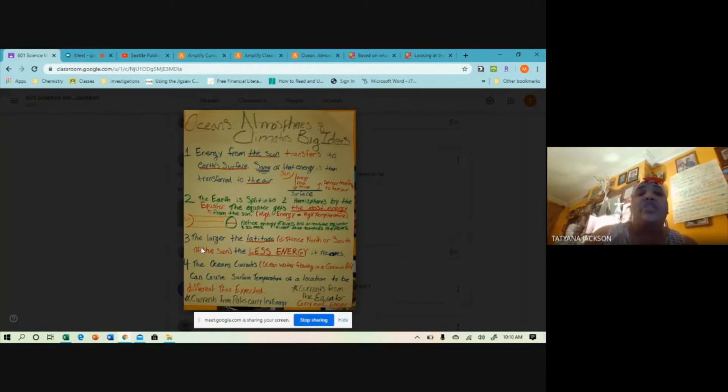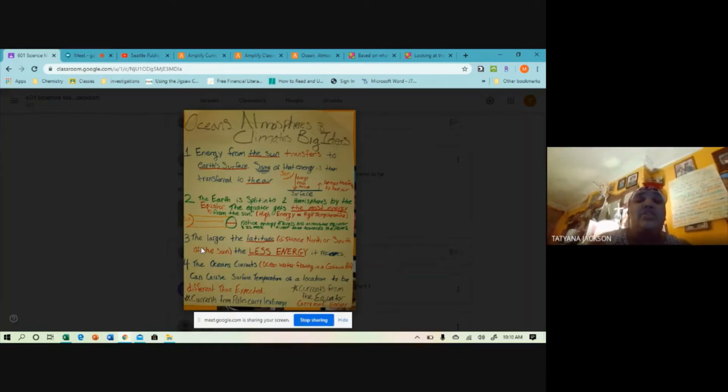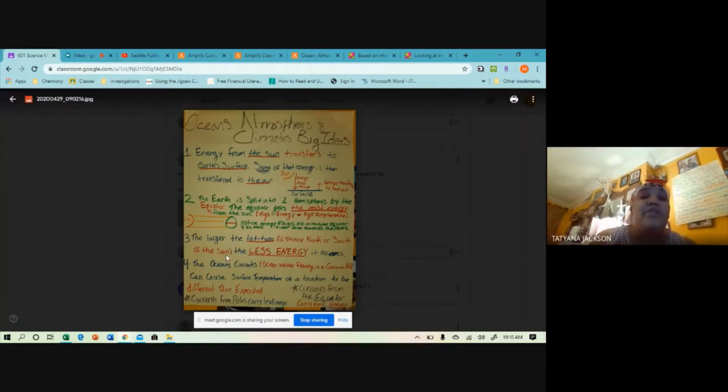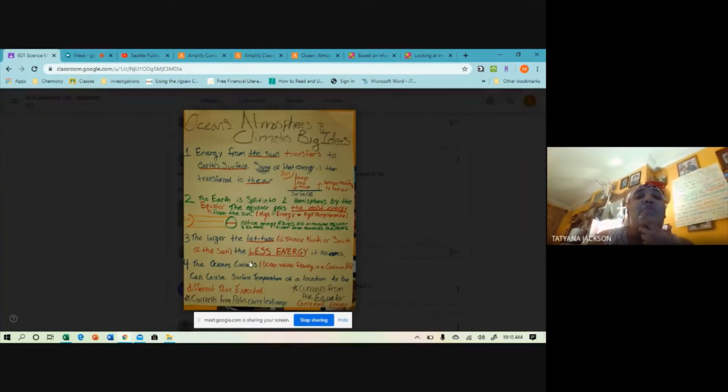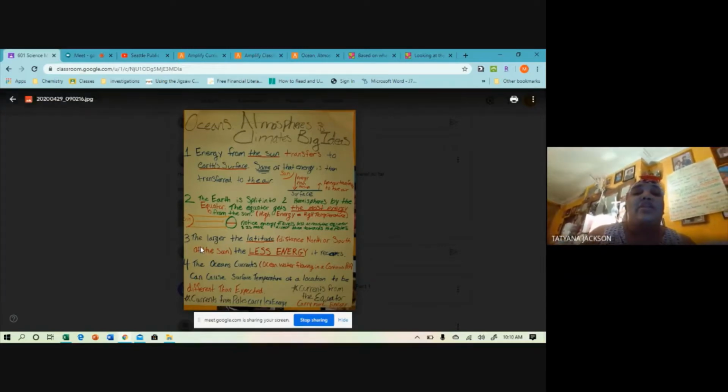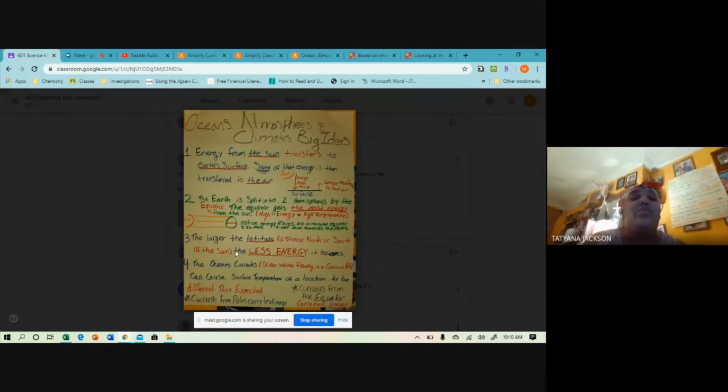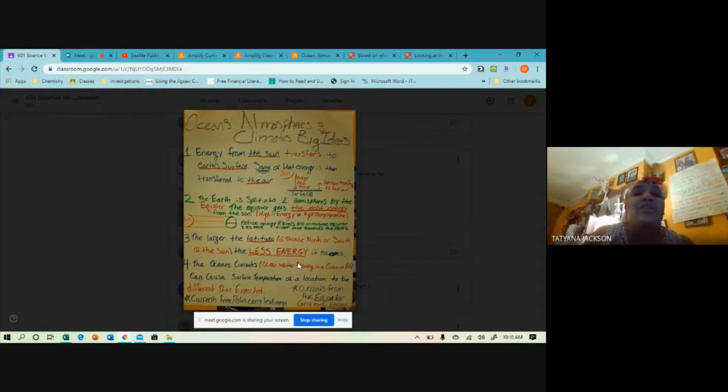So we learned that the larger the latitude, which means the greater the distance north or south from, I put of the sun, that's wrong, of the equator, Ms. Jackson wasn't paying attention, the less energy it receives. So Ms. Jackson's going to fix that. The distance north or south of the equator, the less energy it sees, right? So the closer to the North Pole or the closer to the South Pole it is, the colder it's going to be.